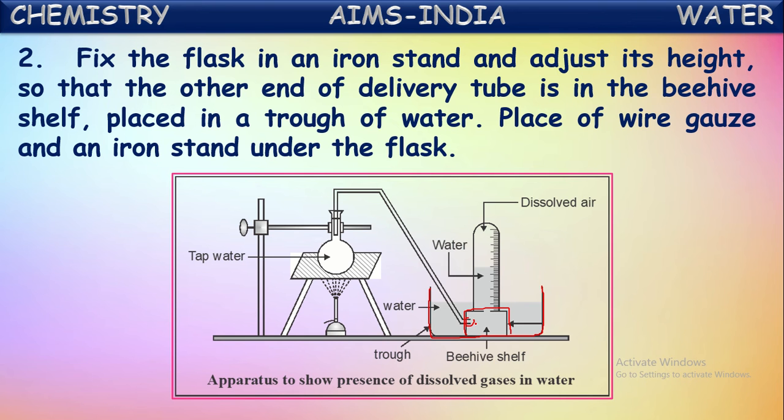Now, place a wire gauze. We have to place a wire gauze down below this round bottom flask on the tripod stand. And now you have to fix a Bunsen burner down below this tripod stand, and then you have to start heating this.